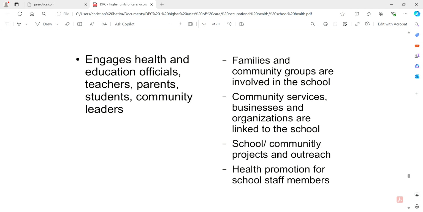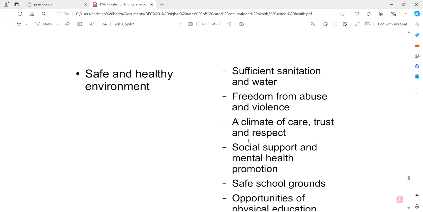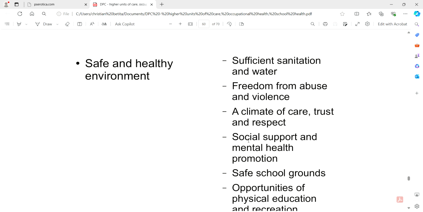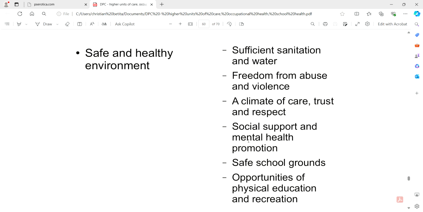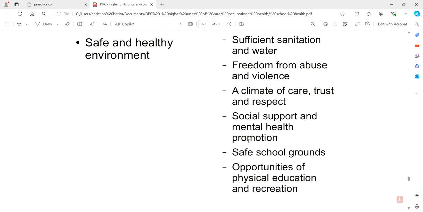So engaging health and education officials, teachers, parents, students, and community. This basically focuses on engaging the community at large, including the teachers, parents, education officials, etc. Safe and healthy environment. This is more about sanitation and water, freedom from abuse environment, a climate of care, trust, and respect, social support and mental health promotion, safe school grounds, and opportunities for physical education and recreation.